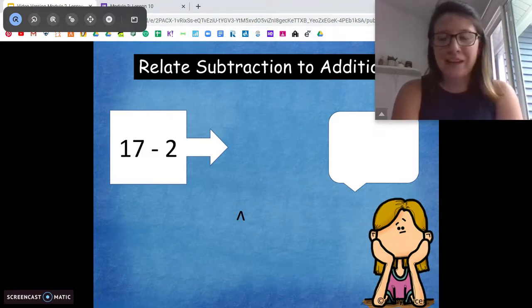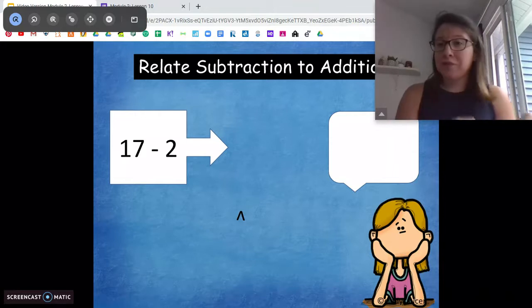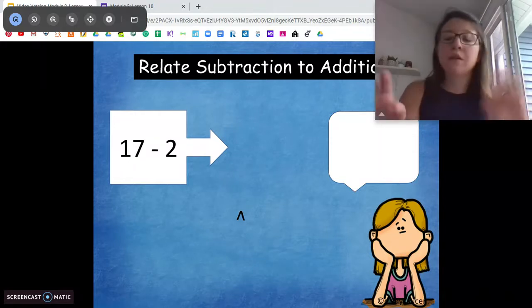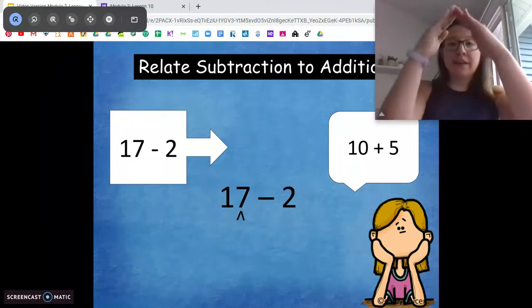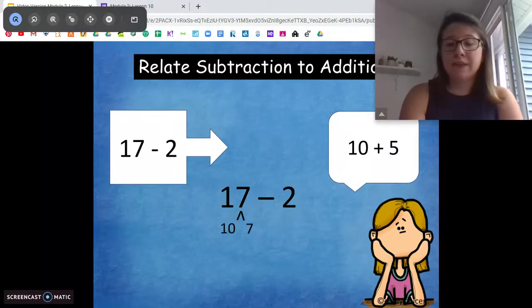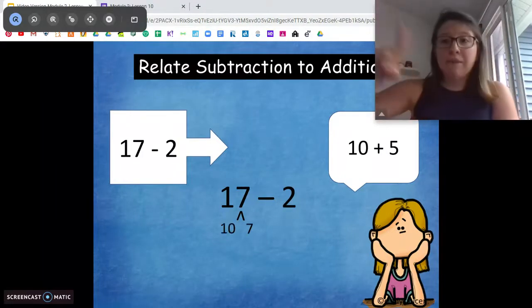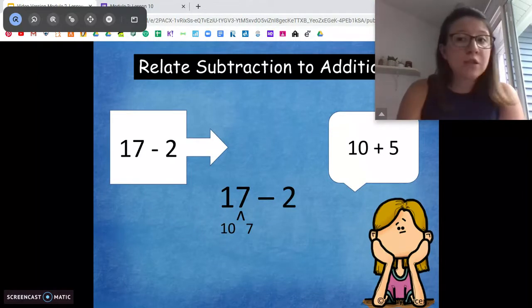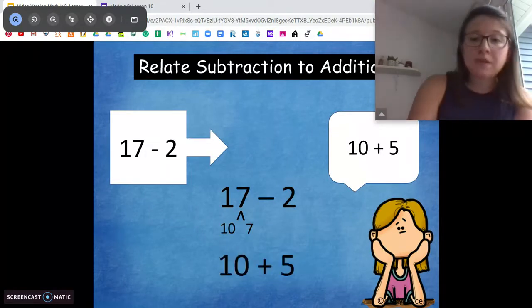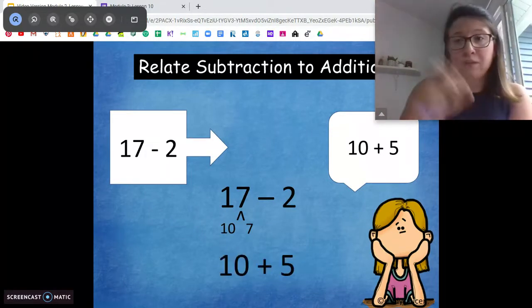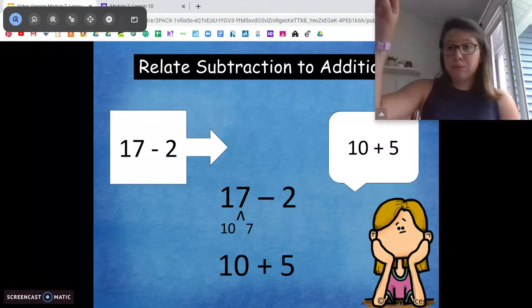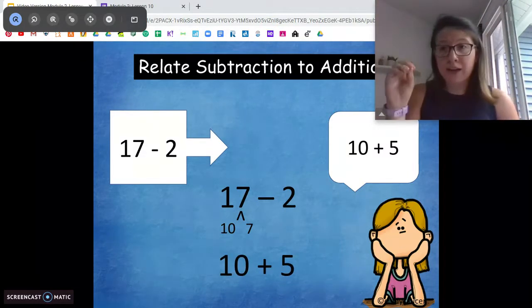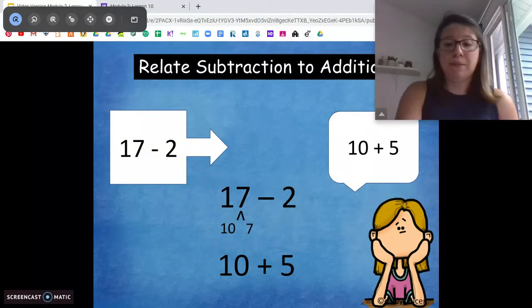Ready? Let's go over it. Don't get tricked by the 2. The steps are the same. 17 minus 2 is going to turn into 10 plus 5. Here's how. 17 decomposes into 10 and 7, and then we take the 7 minus the 2. Even though it's a 2 there, we still follow those same steps. 7 minus 2 is 5, so we get 10 plus 5. No matter what's in that subtraction, no matter what we're subtracting, you can still do the same step.